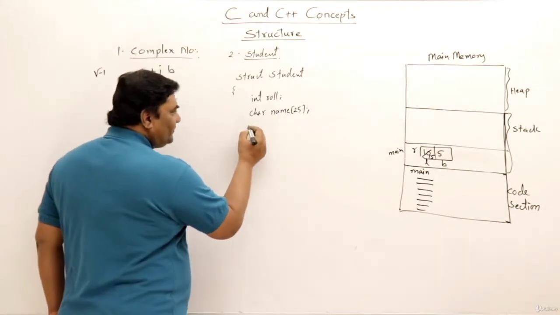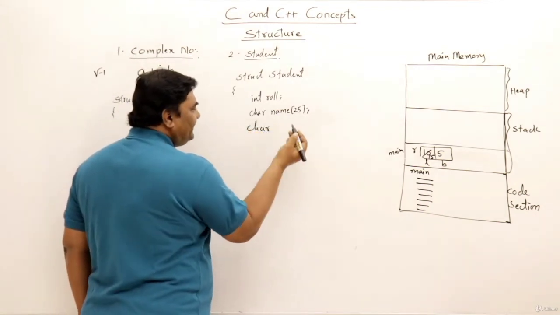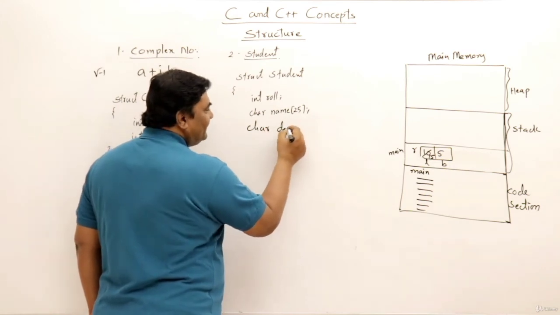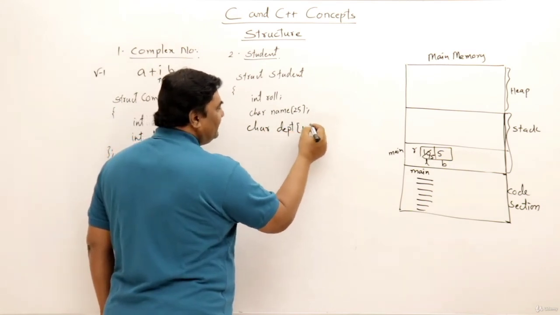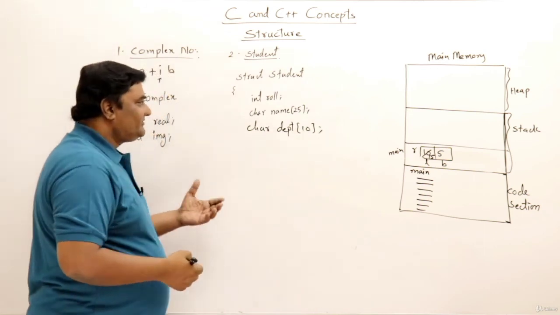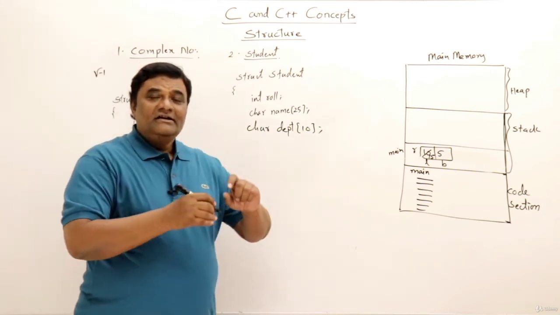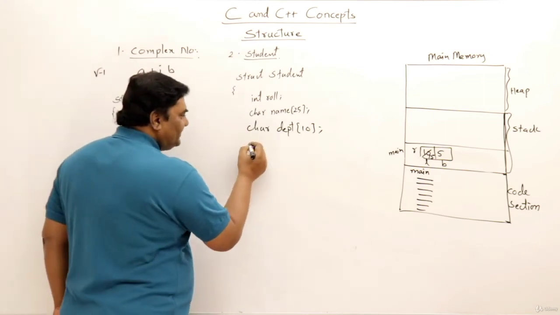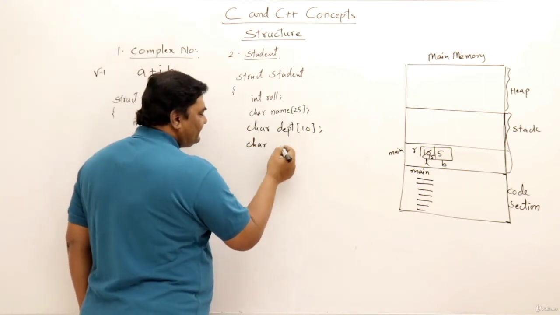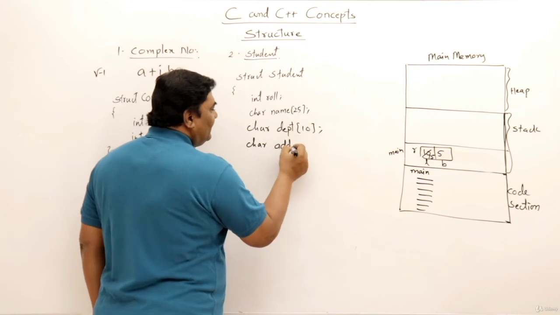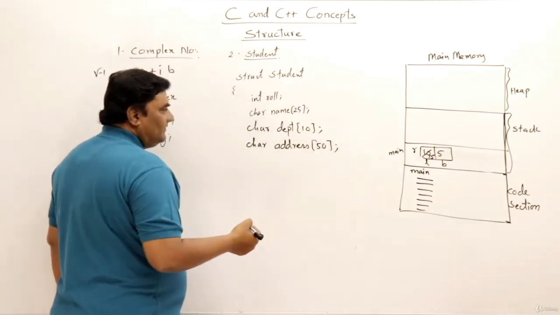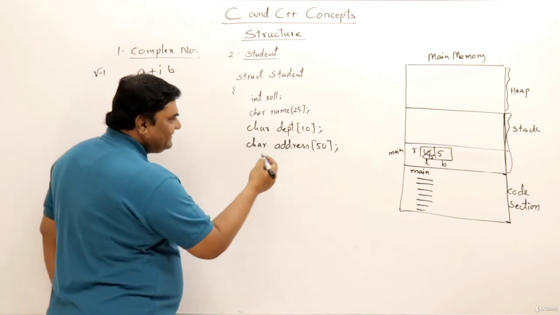Next thing, I want to store the department of a student. Department is also a name, so it's a character type. Let us give the name a size of 10, like computer science or mechanical engineering or anything, you can give a short form of a department name. Next, I want to store the address of a student. Address, I can take it as some size, let us say 50 bytes, right? So I think it is sufficient.